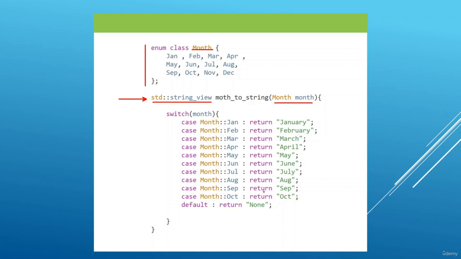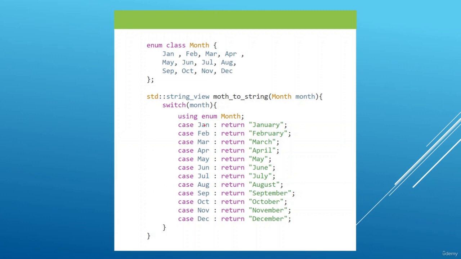But the problem here is that we are really repeating month and month and month and month and month here, and many people don't really like this. C++20 has come up with a way to improve on this. We can change our function a little bit and be like this. We can go in our switch statement here and say using enum month. Once we do that, the compiler is going to know that when we do Jan, Feb, Mar, and whatever we do here, we are really referring to month::month.